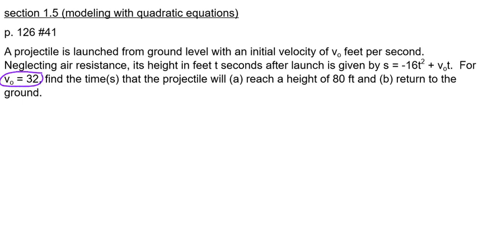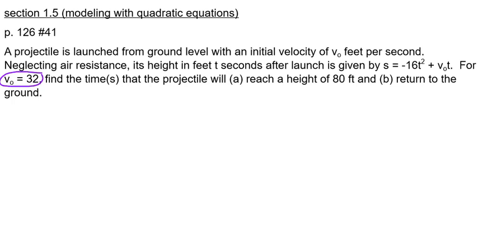So the problem is: a projectile is launched from ground level with an initial velocity of v0 feet per second. Neglecting air resistance, its height in feet t seconds after launch is given by s equals negative 16t squared plus v0 t. For v0 equals 32, find the time or times that the projectile will A, reach a height of 80 feet, and B, return to the ground.